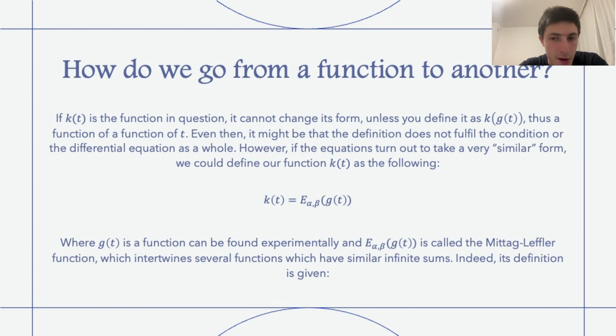If k of t is actually the function in question, it cannot change its form. It cannot be one equation and another equation. It's just one function, and any value of t needs to fulfill that function. Unless you define it in a different way, which is a function of a function. So as that function varies with time, k varies with the function which varies with time.